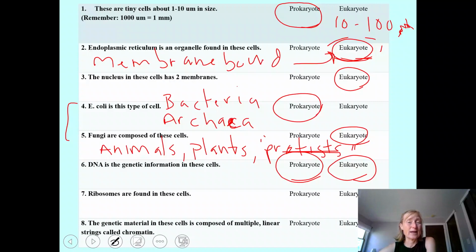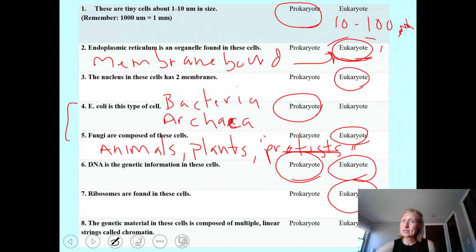DNA is the heritable information in all living things. Prokaryotes and eukaryotes. So that was kind of a bad question, right? Or a trick question. Number 7, ribosomes are found in these cells. Now, ribosomes are tiny little structures that you probably learned are the site of protein synthesis. And so you would think, oh, I bet they're in eukaryotes. They are. They help make proteins in eukaryotes.